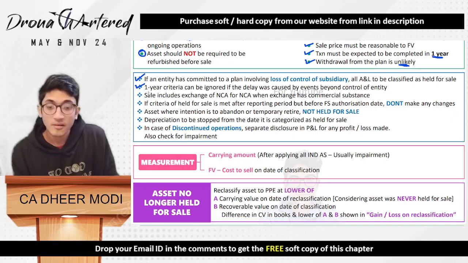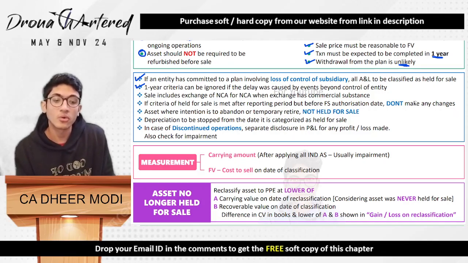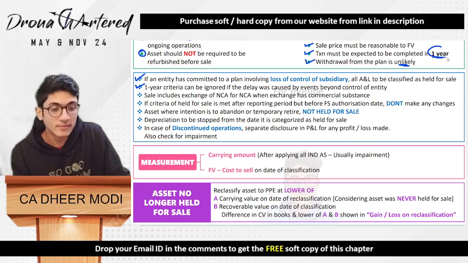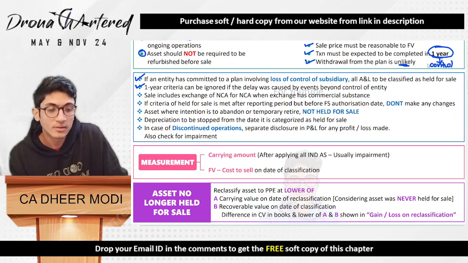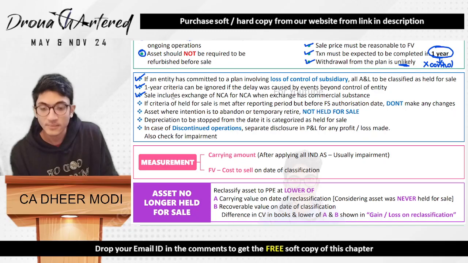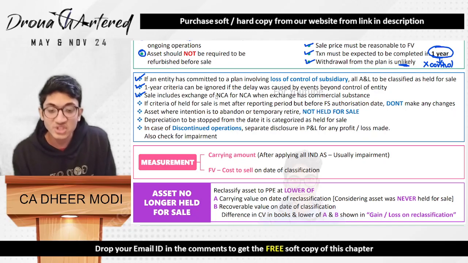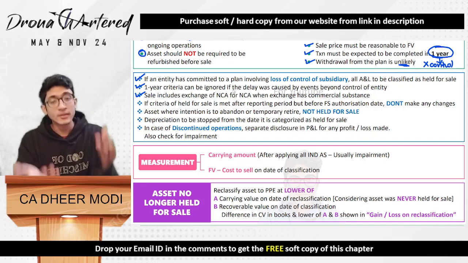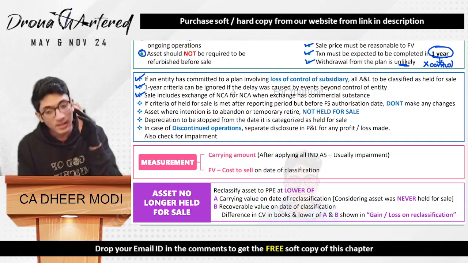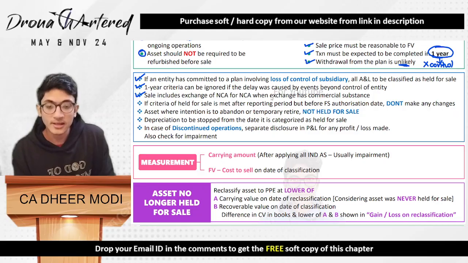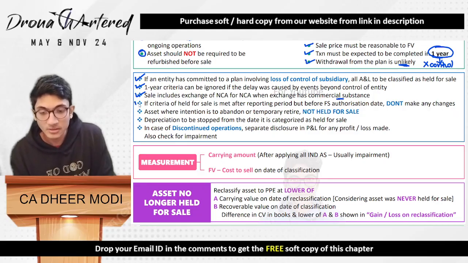Second, the 1 year criteria can be ignored if the delay was caused beyond the control of the entity. This 1 year that we studied over here can be ignored if it is not within the control of the entity. Next, sale includes exchange of non-current assets for non-current assets. If I am giving you a non-current asset and in return I am getting a non-current asset, this will still be considered a sale, when the exchange has commercial substance. This transaction shall have commercial substance.